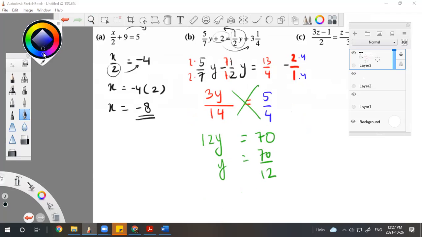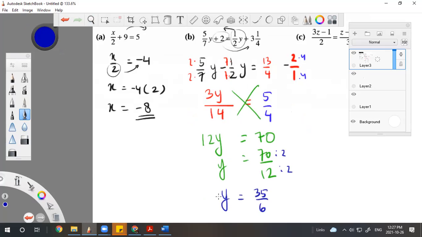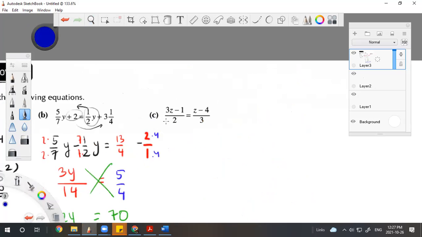Right, and then what next? You divide by 2, divide by 2. So y equals 35 over 6, or 7, no, 5 over 6. That's the answer. Now, how to do question C?